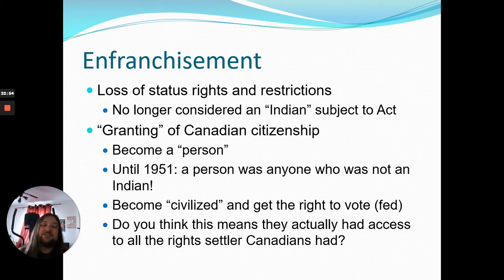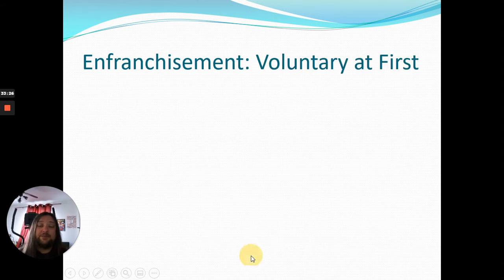And so enfranchisement was a way to give them the gift of personhood through Canadian citizenship. You become civilized, you get the right to vote at the federal level, because again, up until 1951, people with Indian status didn't have the right to vote in federal elections. So now, do you think this actually means they had access to all the rights that settler Canadians had? Think about it. Think of the racial discrimination we still see in society today, and that gives you a clue right there. Because you can give people full citizenship, but it doesn't mean they won't be subject to racist discrimination.